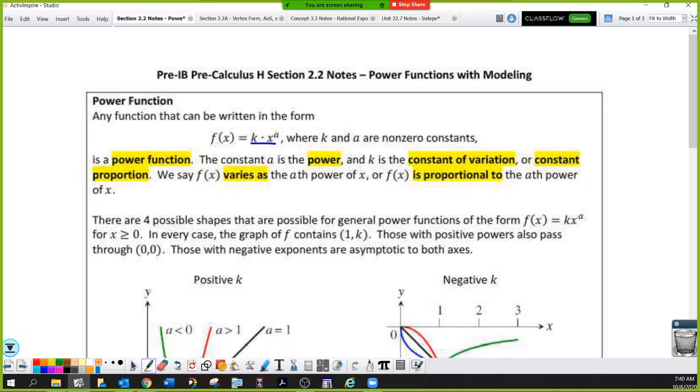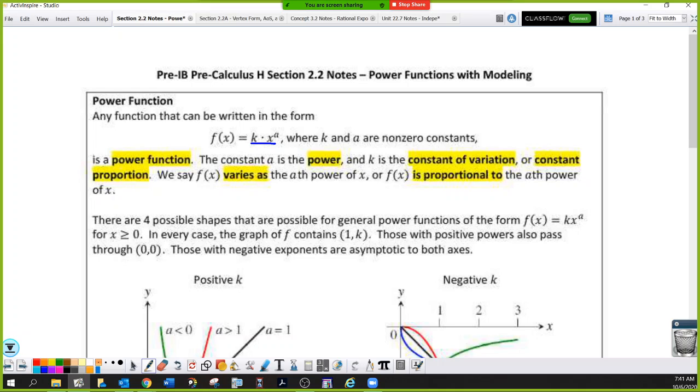Now these are terms that you are supposed to have learned a long time ago, I think in 7th grade math, where you say inverse and direct variation. Don't worry, it's not hard. What we say is that f of x varies as the 8th power of x, like the 3rd power of x, the square root of x, something like that. Or we could say that f of x is proportional to the 8th power of x.